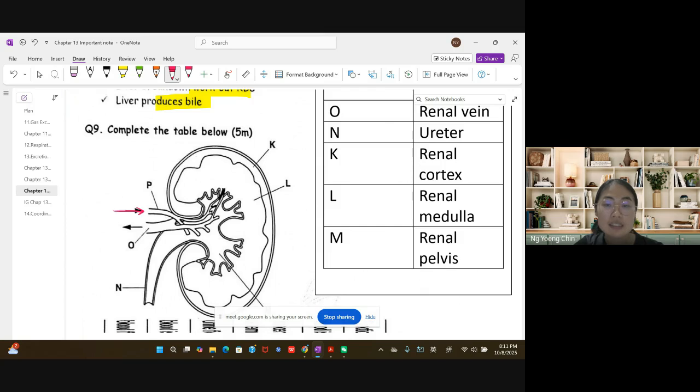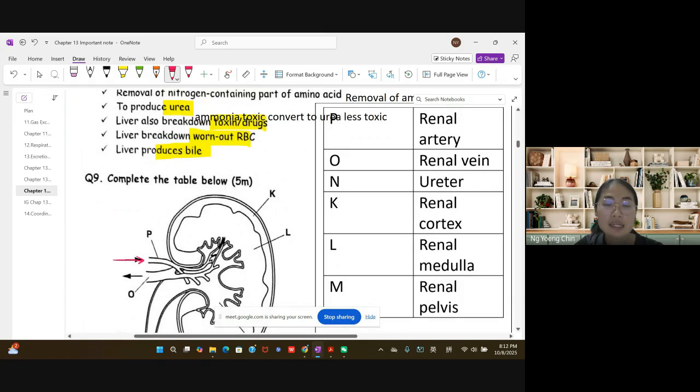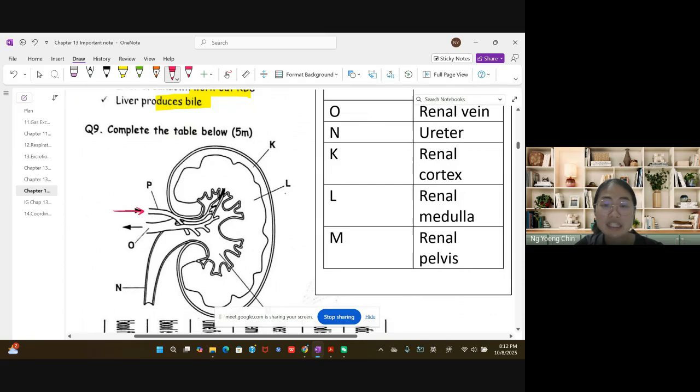And then this, the kidney, has an outer covering surface, which we call the renal cortex. The inner part is the renal medulla. Inside this renal medulla, you can find a lot of functional nephrons. A lot of them are situated in these regions.